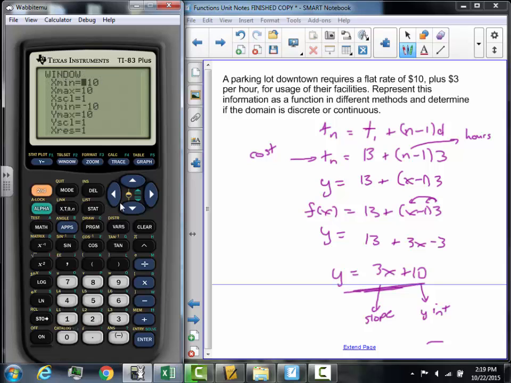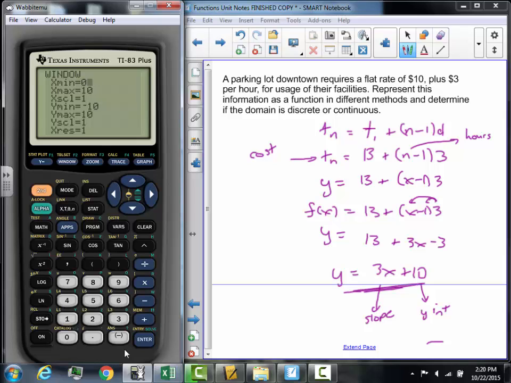One of the things you might want to change is your window size. Normally, a window size goes from -10 to 10 and -10 to 10 in the x and y direction. But that's not going to be always purposeful. In our example, what do x and y refer to? Well, one refers to how much money it's going to cost you to go parking. The other one refers to how many hours you're going to park for. Can you park for negative hours? Okay, so I might suggest that my x minimum, I should start as low as 0.